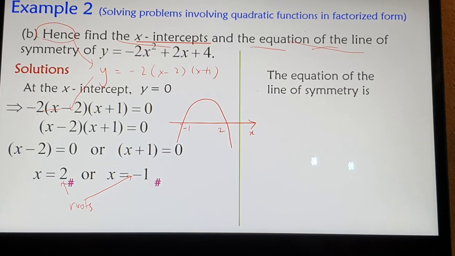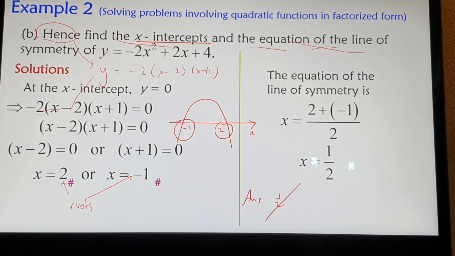Okay, then line of symmetry, very easy. This plus this divided by 2, okay? But you must remember to write the x. Many of the students before you, even if they get this number, will say the answer for the line of symmetry is half. Wrong. Okay, it must be x equals half. Correct. Like that. Okay, now we go to the next one.